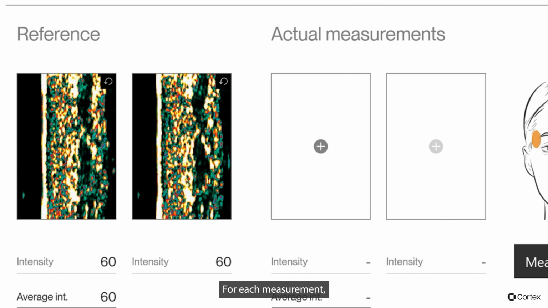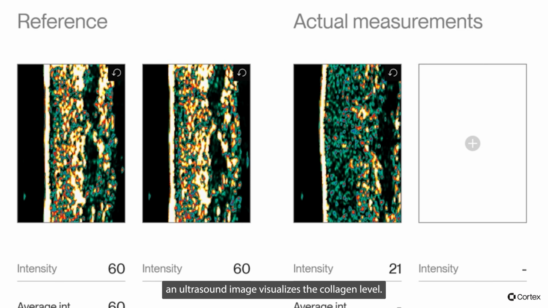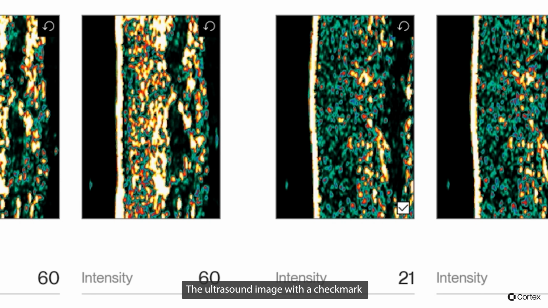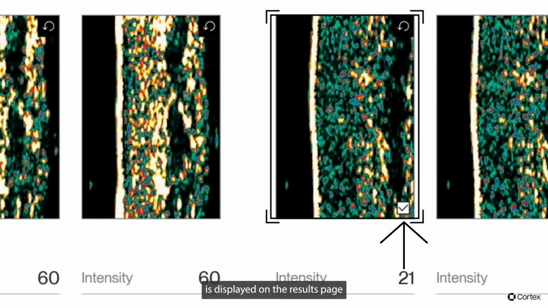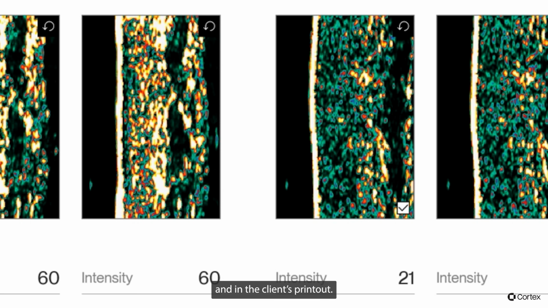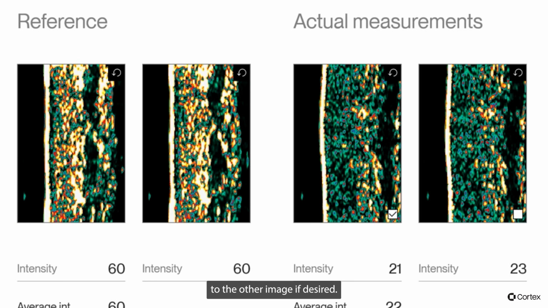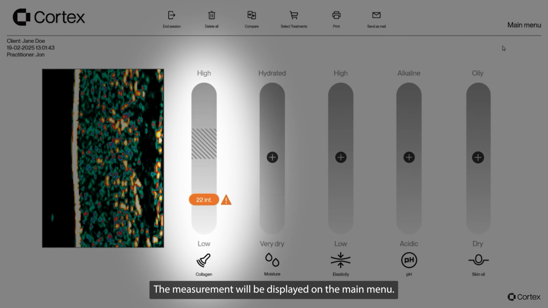For each measurement, an ultrasound image visualizes the collagen level. The ultrasound image with a check mark is displayed on the results page and in the client's printout. You can choose to switch to the other image if desired. The measurement will be displayed on the main menu.